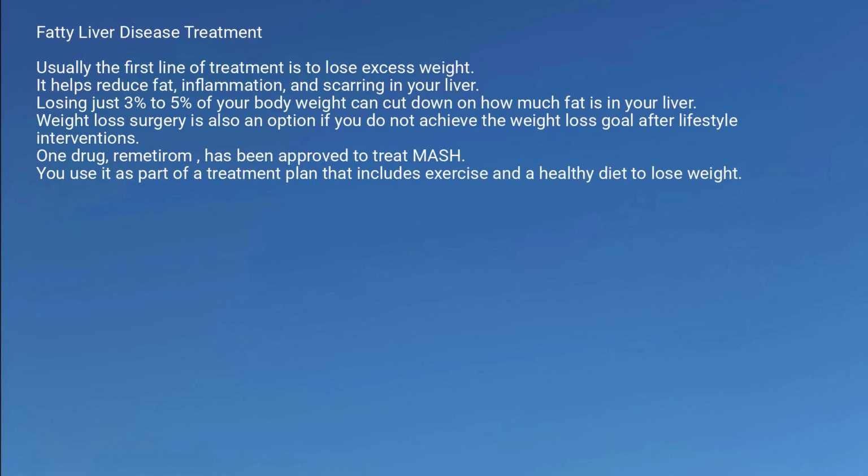Fatty liver disease treatment. Usually the first line of treatment is to lose excess weight. It helps reduce fat, inflammation, and scarring in your liver. Losing just 3% to 5% of your body weight can cut down on how much fat is in your liver. Weight loss surgery is also an option if you do not achieve the weight loss goal after lifestyle interventions. One drug, Resmetirom, has been approved to treat MASH. You use it as part of a treatment plan that includes exercise and a healthy diet to lose weight.